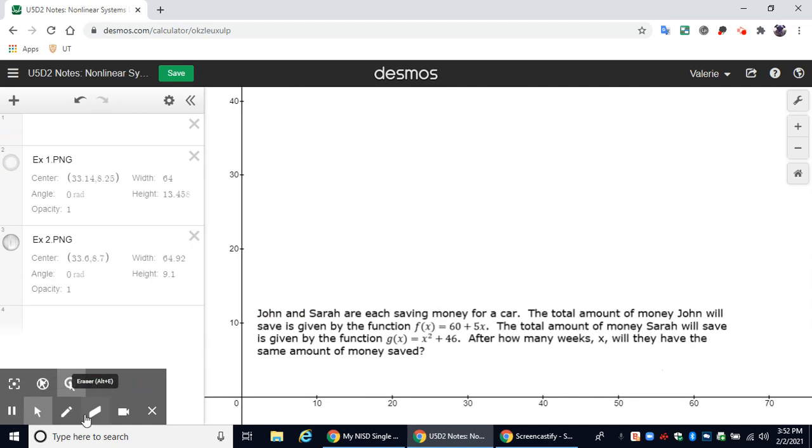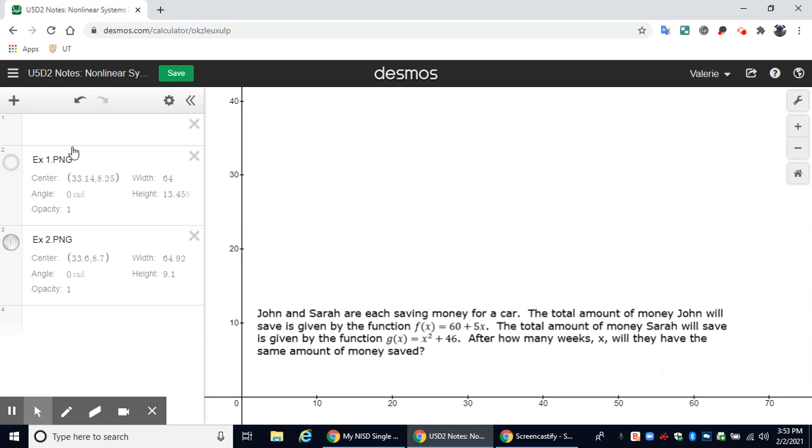Okay, so let's go ahead and take a look at the second example here. It says John and Sarah are each saving money for a car. The total amount of money John will save is given by the function f of x equals 60 plus 5x. The total amount of money Sarah will save is given by the function g of x equals x squared plus 46. After how many weeks x will they have the same amount of money saved?